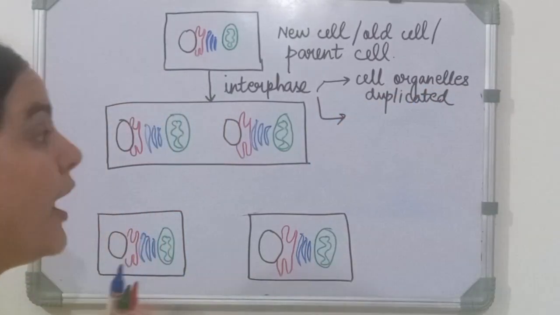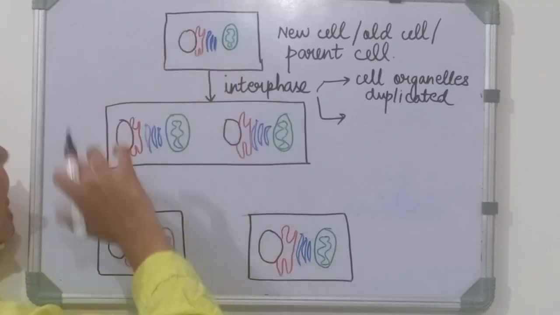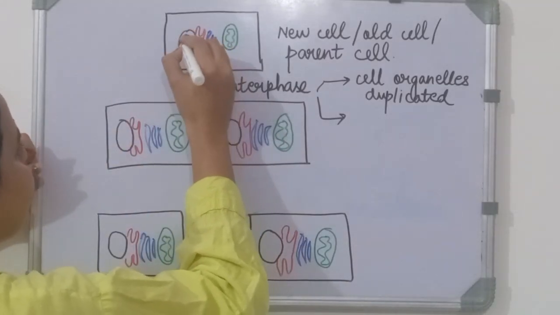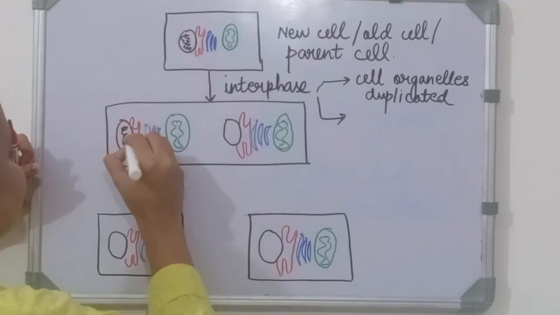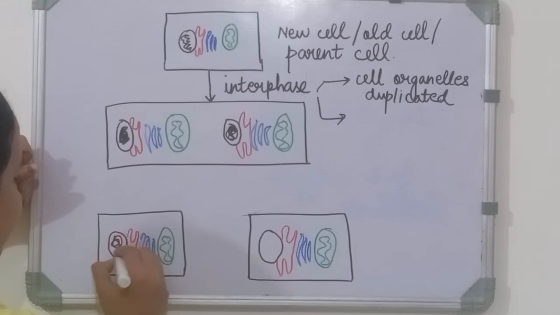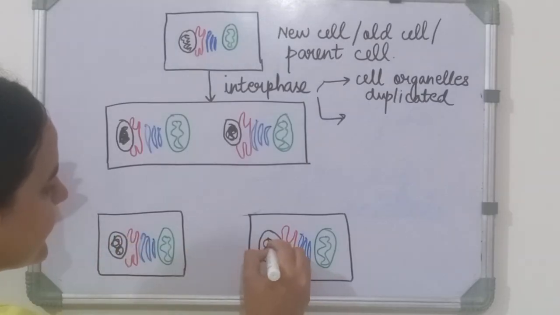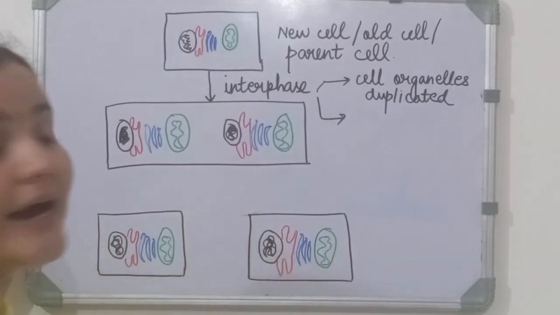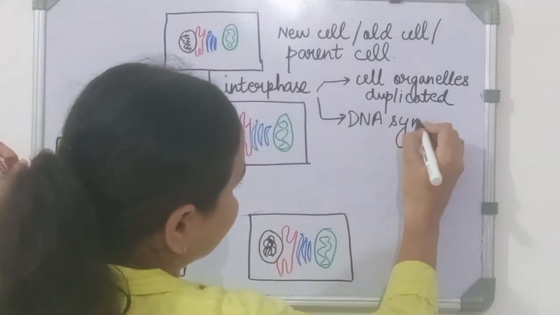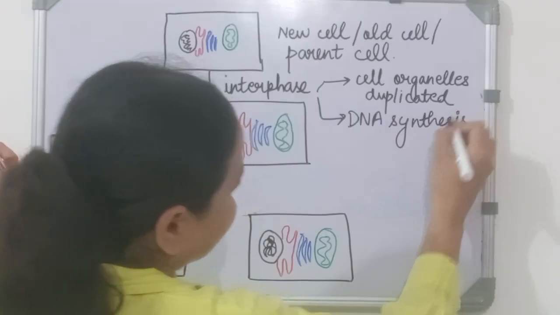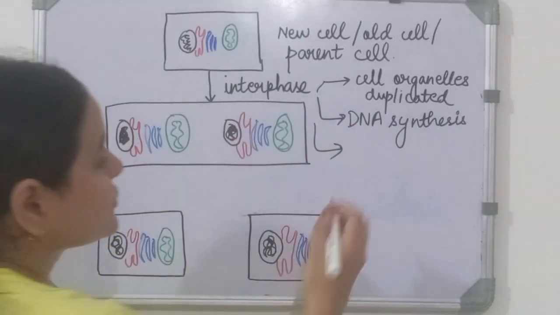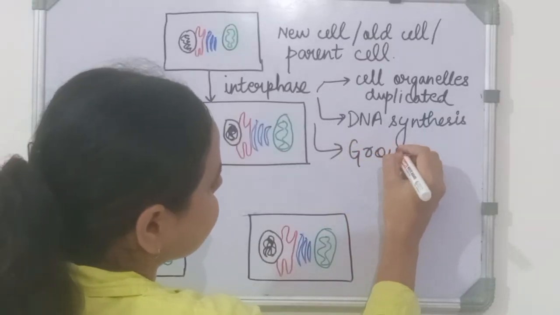Our cell organelles are being duplicated. Then the amount of DNA which is present inside the nucleus, suppose this is our DNA, it is also getting duplicated and passing on to the daughter cells. So here our DNA synthesis is happening. Then what next? Our cytoplasm is growing. So growth of cytoplasm.